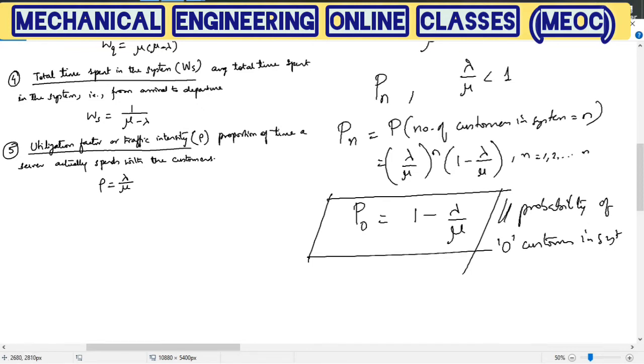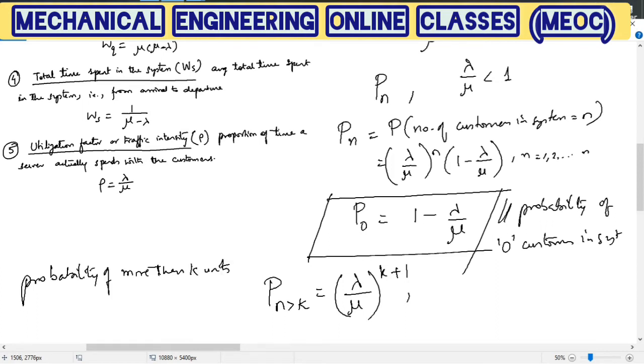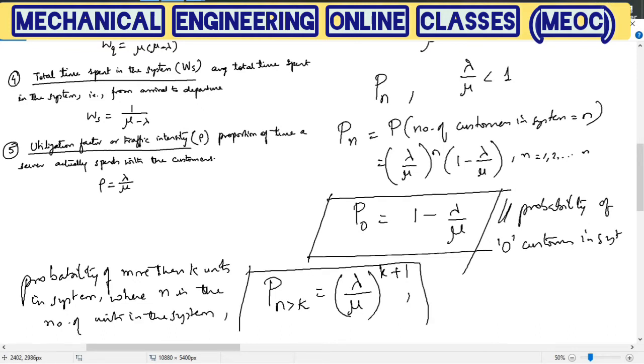Now suppose k is the number of units possible. The probability of n greater than k, that is, more than k units in the system, where n is the number of units in the system, is (lambda by mu) to the power of k plus 1. This is how we find the probability of more than k units in the system. K units means k customers.